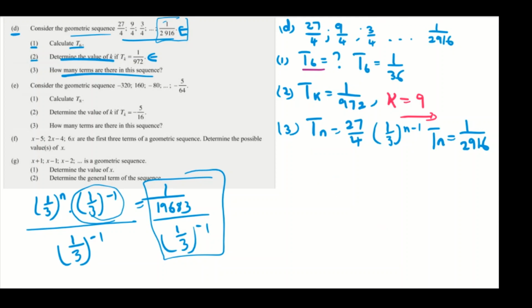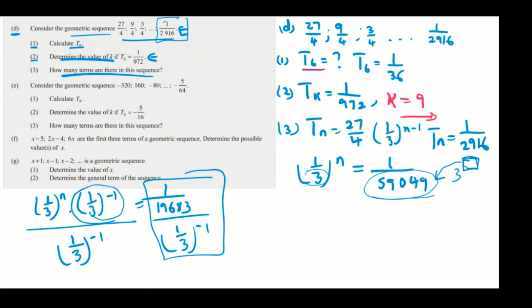So this is what I'm getting. We have 1 over 3 to the power of n is equal to 1 over 59049, right? The base here is 3, so change it into a base of 3 to the power of a certain number. You're just going to put in any number here to test and see if it gives you 59049. You can test 3 to the power of 1, 3 to the power of 2, 3 to the power of 3, up until you get that specific number.